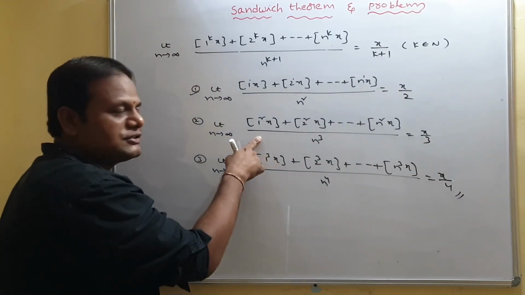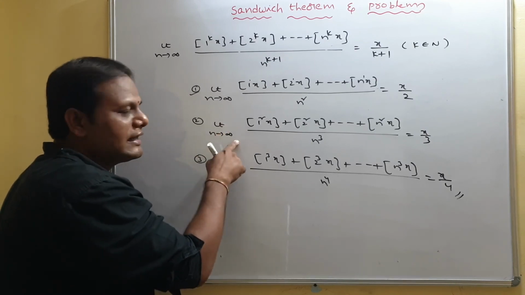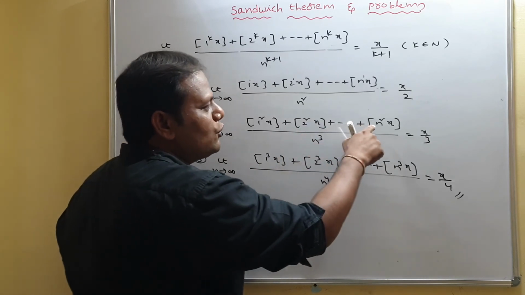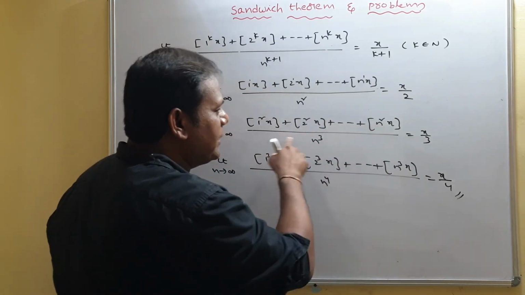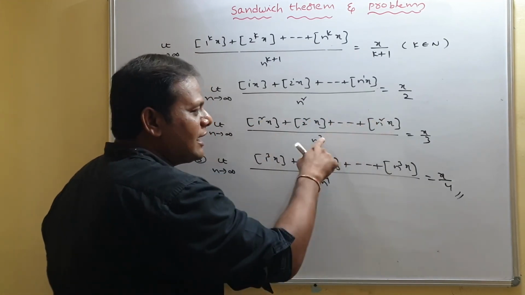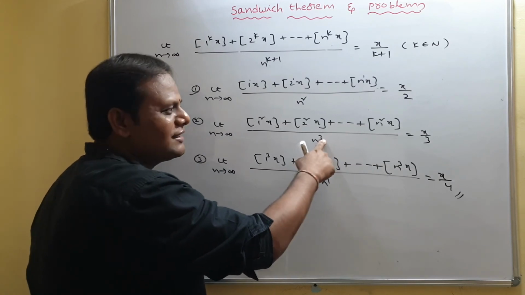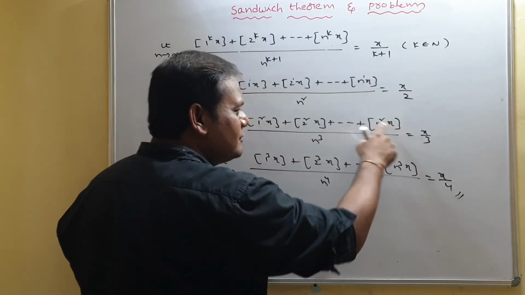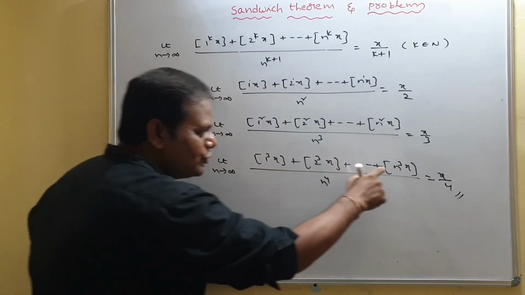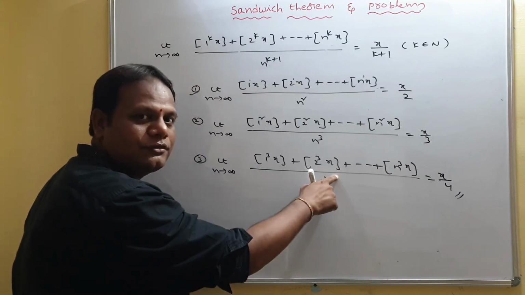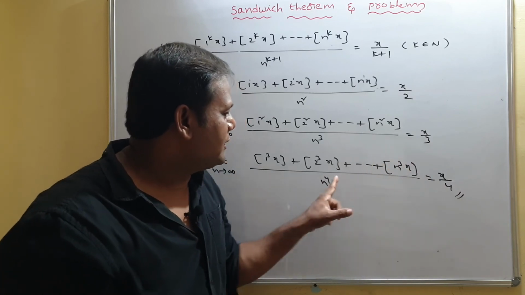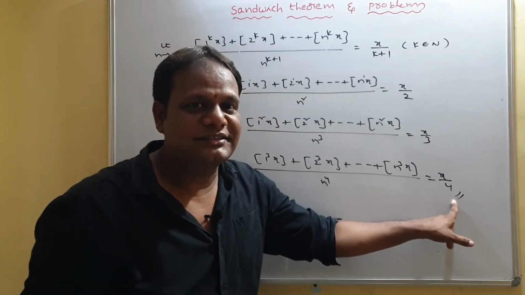Coming to this problem. Suppose the problem is like this. Limit n tends to infinity of [x]1 square plus [x]2 square plus so on plus [x]n square by n cube. So here squares we have. In denominator cube. Yes, it's correct. So answer is what? x by this power, that is 3. Coming to this. Here we have 1 cube, 2 cube, so on n cube. In denominator we have n power 4. So what is the answer? That is x by power in the denominator, that is 4.